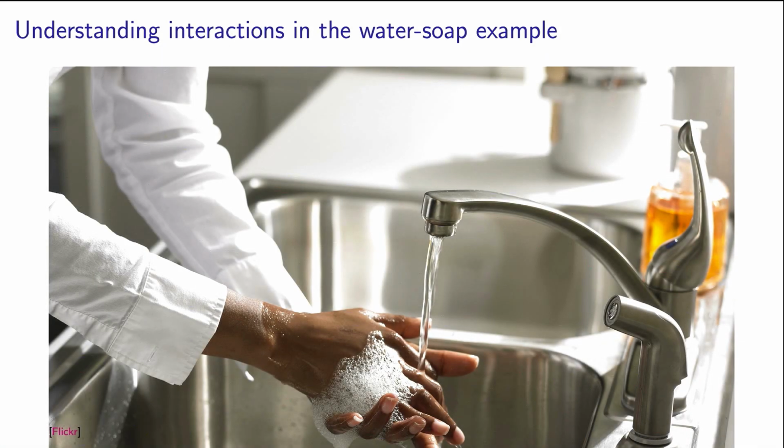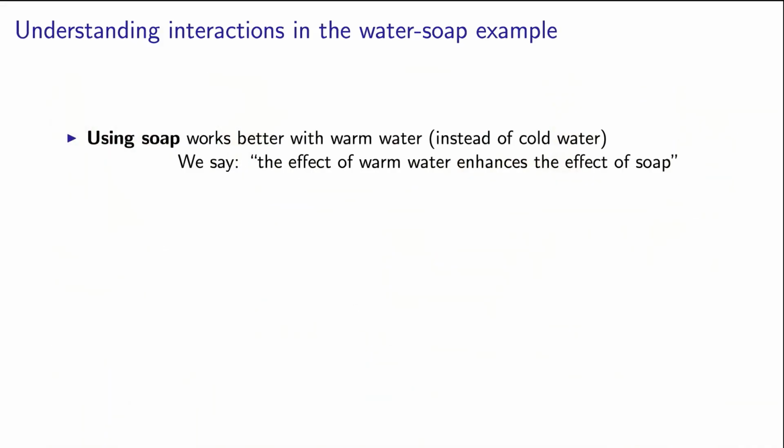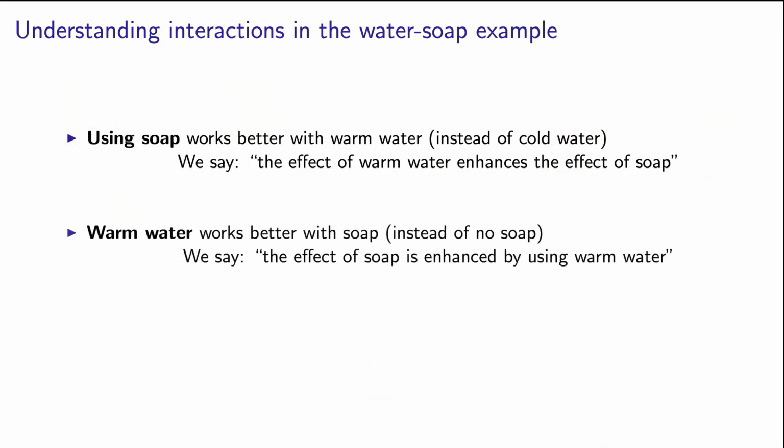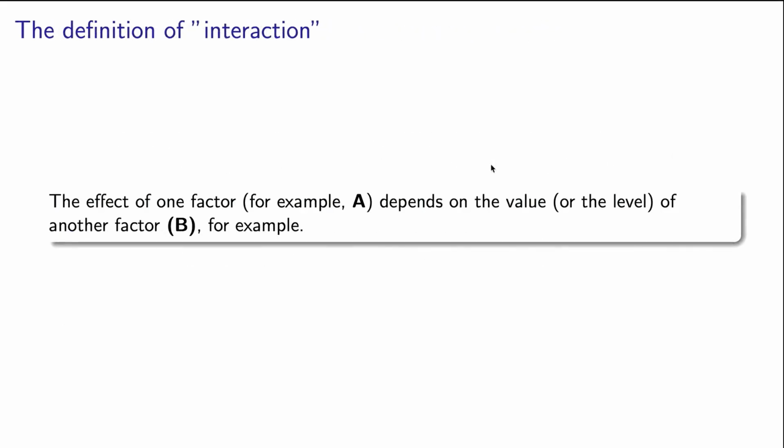We say there's an interaction between soap and the temperature of the water. The effect of warm water enhances the effect of soap. Conversely, the effect of soap is enhanced by using warm water. This is an interaction that works to help us reach our objective faster. All that interaction means is the effect of one factor depends on the level of the other factor. In this example, the effect of soap is different depending on whether we're using cold water or hot water.